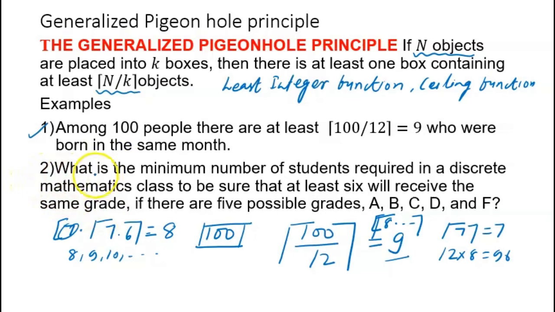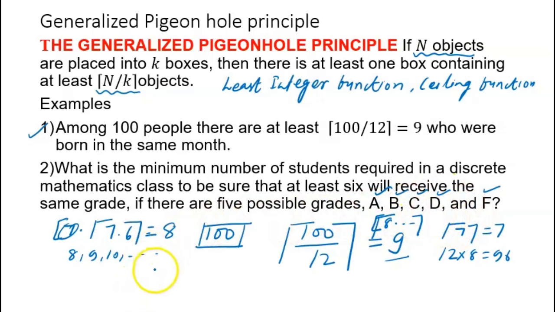Look at this problem. What is the minimum number of students required in a discrete maths class to be sure that at least 6 will receive the same grade, right? And here there are 5 possible grades. What are those 5 possible grades? A, B, C, D, and F. So basically, how many boxes are there, or how many holes are there? There are 5 holes, right?